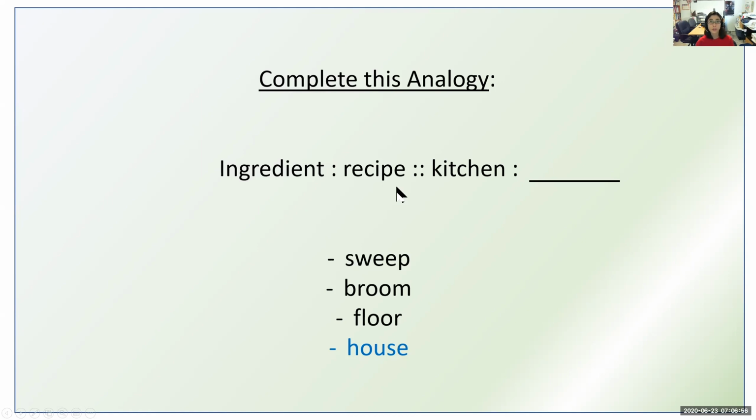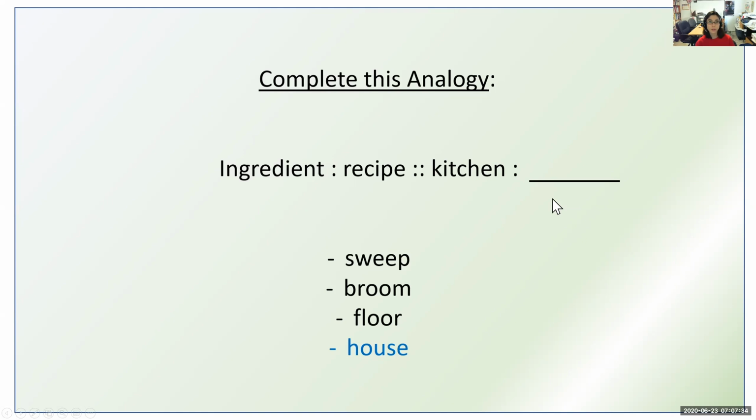And notice that this is actually from our part-whole word relationships, our part-whole analogies. Okay, so ingredient is a part of a recipe, just as kitchen is a part of, well, we can't really say kitchen is a part of sweep, because that wouldn't make sense. And we can't say kitchen is a part of broom, because that also doesn't make a lot of sense. Kitchen is a part of floor. Not quite. Kitchen is a part of a house. That makes sense, because kitchen is like a room in the house. So we would say ingredient is to recipe, just as kitchen is to house, or in other words, ingredient is a part of a recipe, just as kitchen is a part of a house.